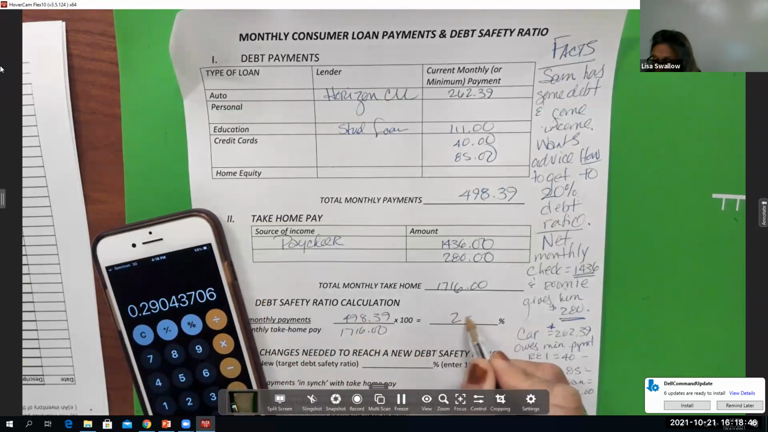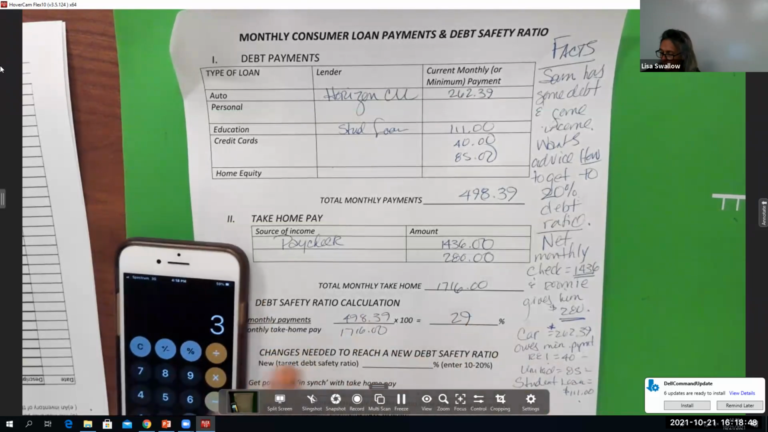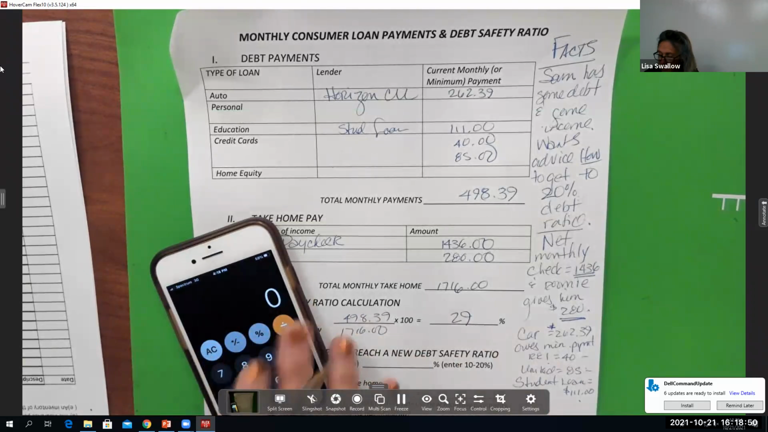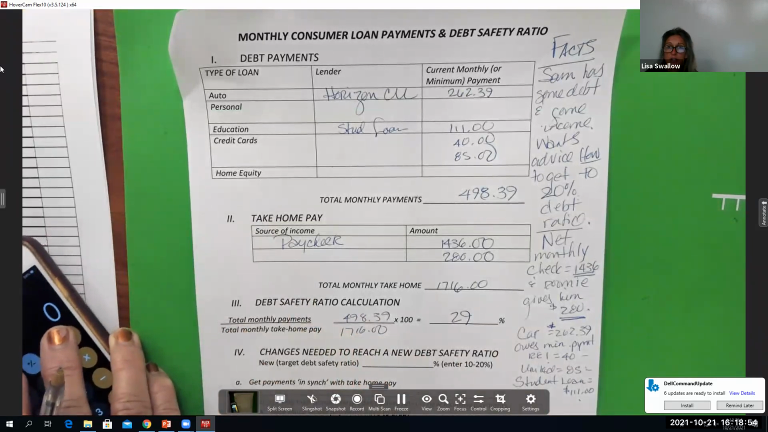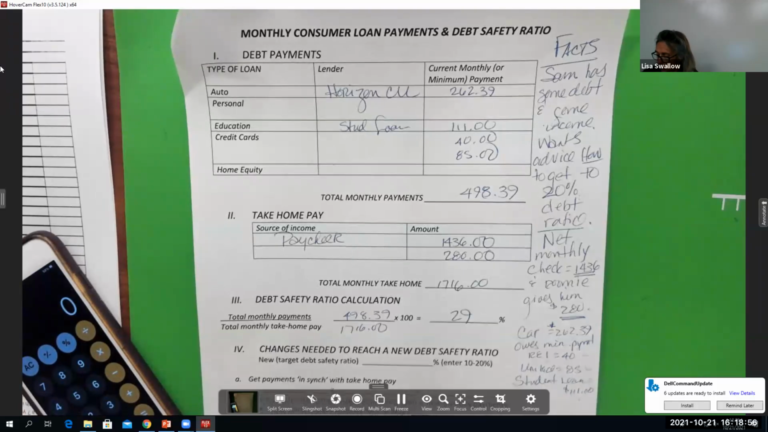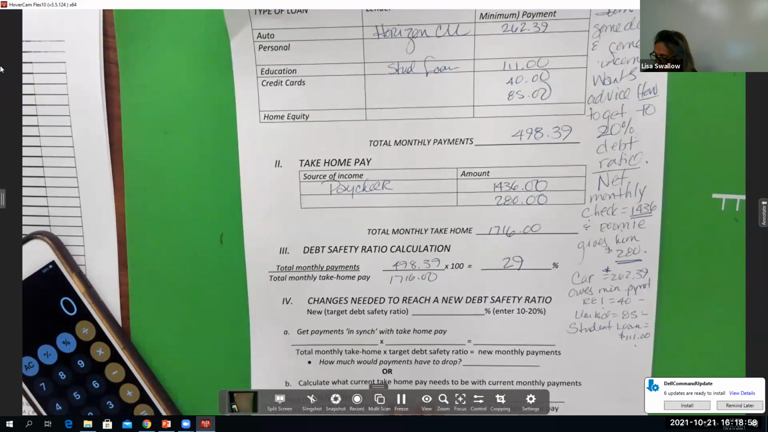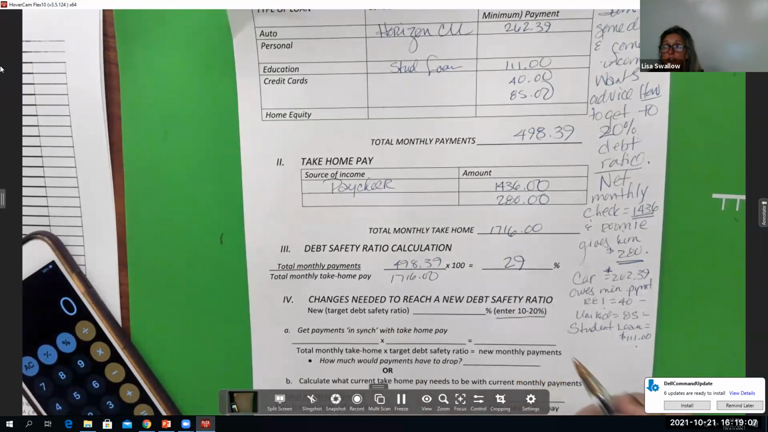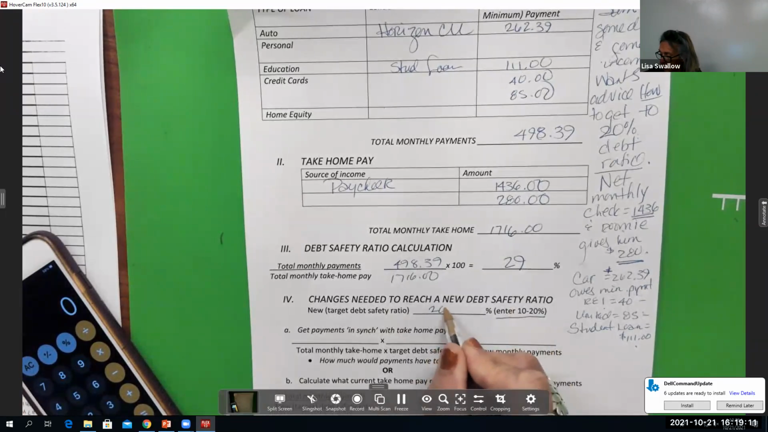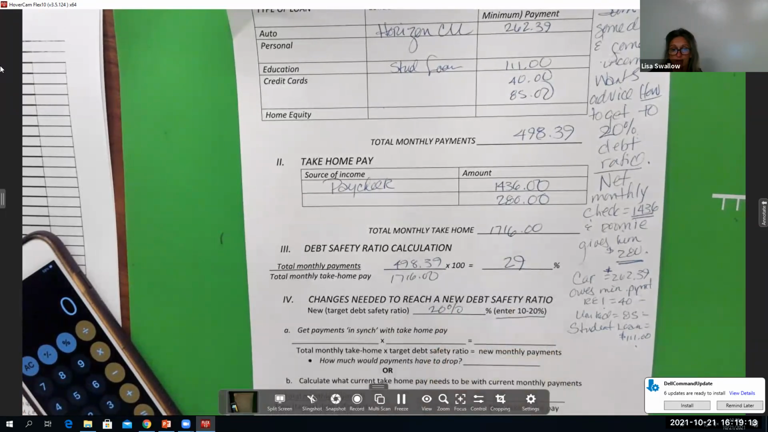Okay, so right now, his debt ratio is 29%. That's high, that's really high. So the question is, how does he get to a new debt safety ratio? Like I said, I personally would go more towards 15%, but I think our book suggests 20%. So that's going to be our target.